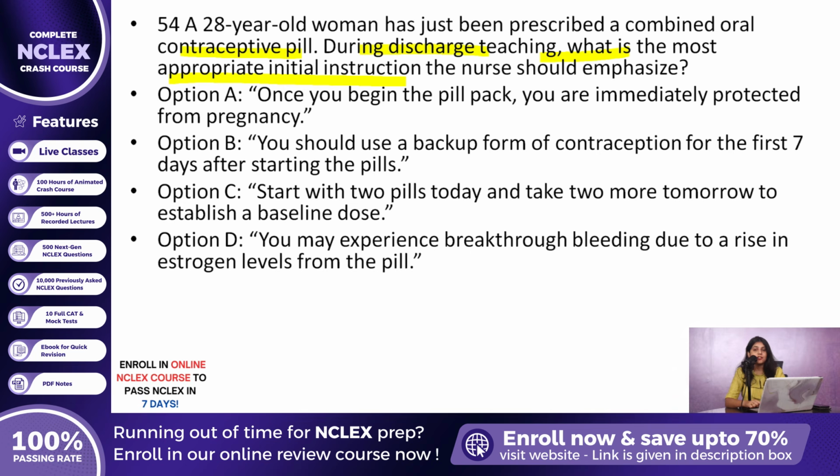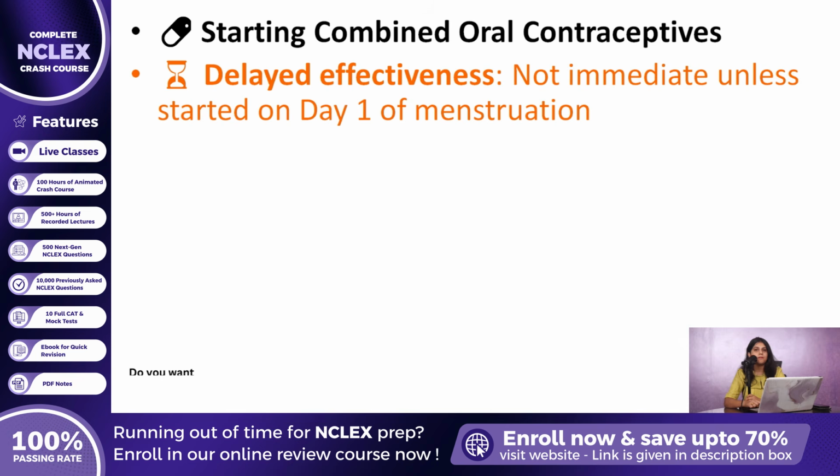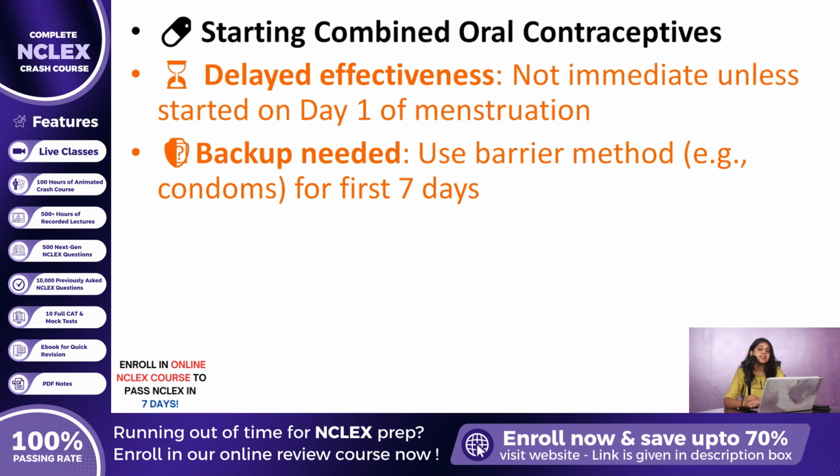The correct answer is option B. You should use a backup form of contraception for the first 7 days after starting the pills. Here is the rationale. Combined oral contraceptives are not immediately effective unless started on the first day of menstruation. Therefore, clients need to use a barrier method, such as condoms, during the first 7 days to avoid unintended pregnancy.